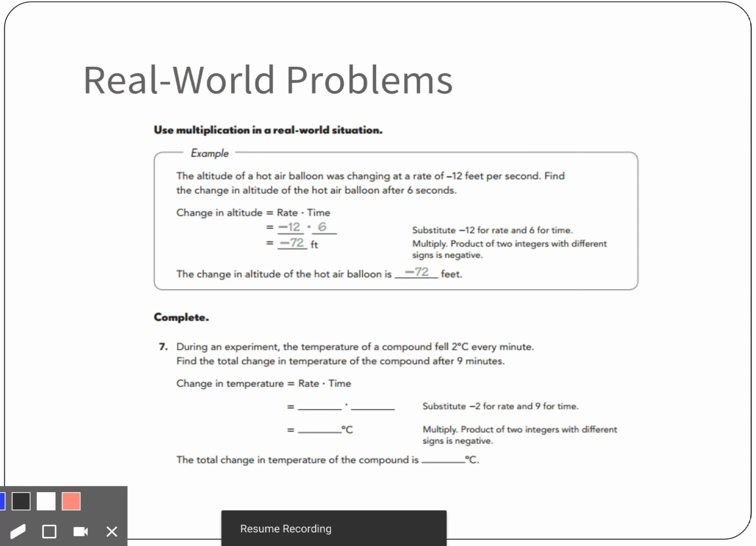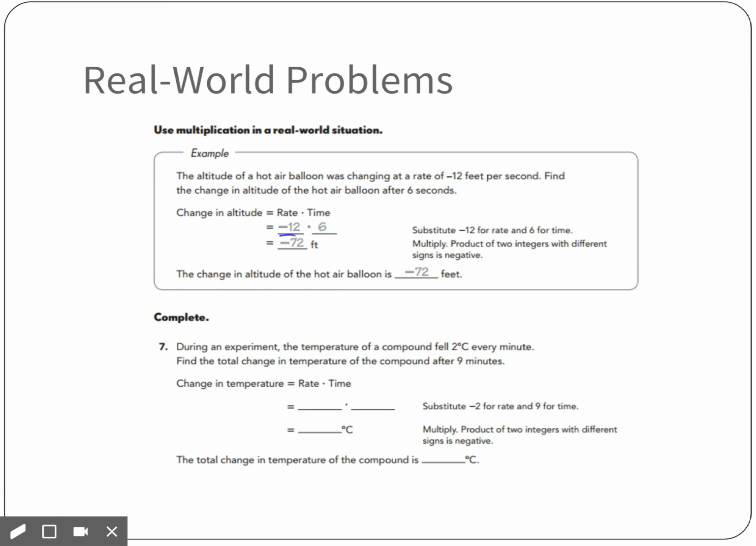Here we have a real world or word problem using multiplication. So the altitude of a hot air balloon was changing at a rate of negative 12 feet per second. That's a rate. Find the change in altitude of the hot air balloon after 6 seconds. So if it's moving negative 12 feet per 1 second, we're going to multiply it times 6 to get an answer. Negative times a positive equals negative 72 feet.